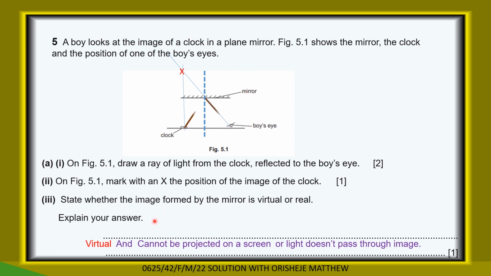So what type of image? Is it real or virtual? It is virtual. And why do you say it's a virtual image? The reason is that the image cannot be projected on a screen, or is formed as a result of the intersection of imaginary rays, not the actual rays of light. The actual ray of light is the brown color, but these imaginary rays are the blue ones that will show on this diagram.